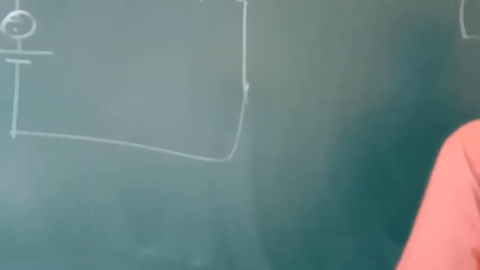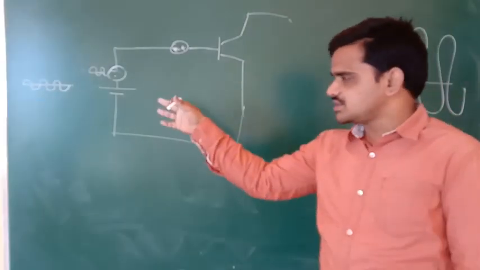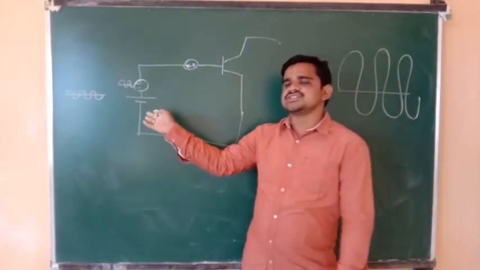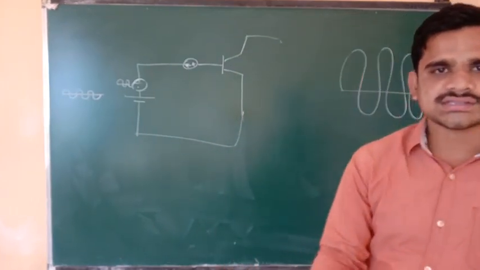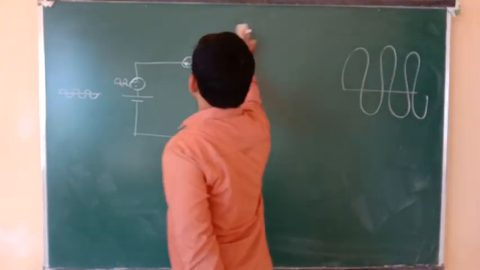For an amplifier, what is the use of the amplifier? The input AC signal is given to this. When it enters the amplifier, after coming out of the amplifier, the strength of the signal is going to be increased. So an amplifier requires an input AC signal.